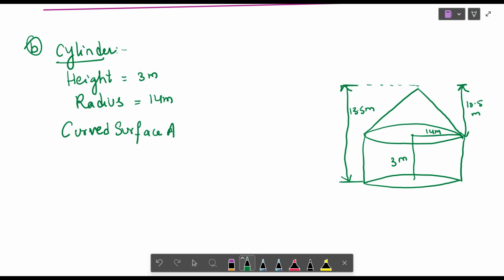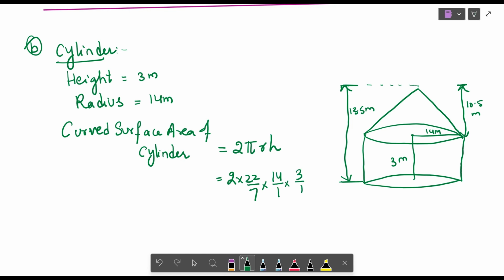Curved surface area of cylinder. What is the formula, students? 2 pi R H. So 2 into 22 by 7 into the radius 14 into height 3. Now calculate this. 7 2s are 14, 44, 88, 3s are 264 meter square. Now let us find the curved surface area of the cone.